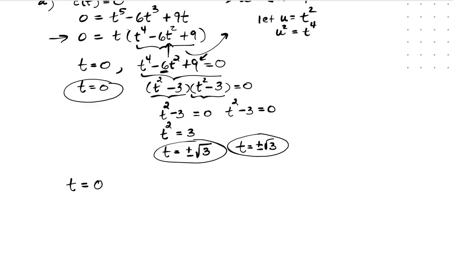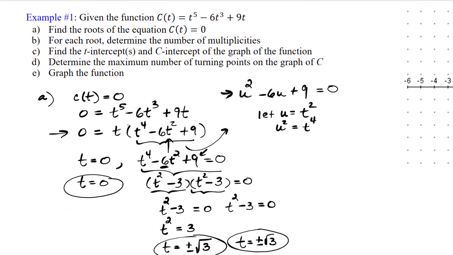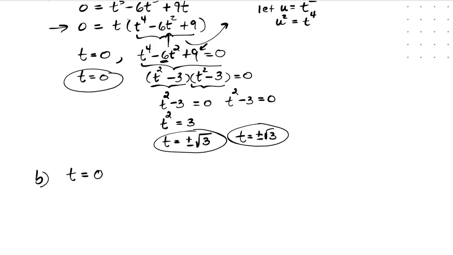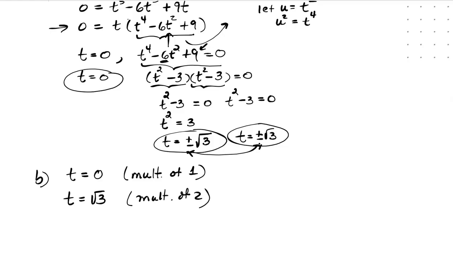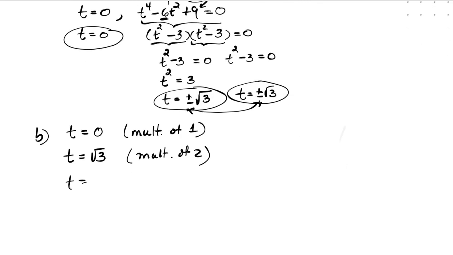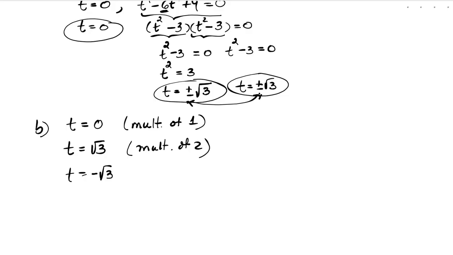So for letter B of the problem, for each root, determine the number of multiplicity. So for the root of t equals 0, this one has a multiplicity, I'm just going to abbreviate MULT for multiplicity, of 1. For t equals the positive square root of 3, since we have 2 occurrences here, this one has a multiplicity of 2. And likewise, for the third root, negative root 3, this one also has a multiplicity of 2.